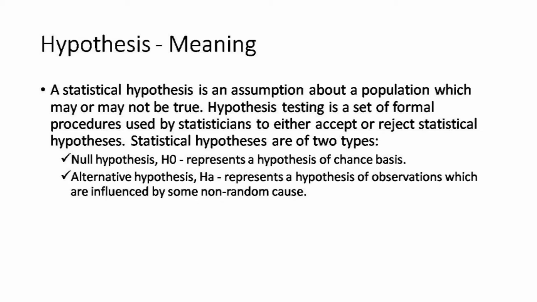As we did in lesson 7, statistical hypotheses are of two types: null hypothesis, which is represented by H naught, that represents a hypothesis of chance basis. And then we have alternative hypothesis, which is represented by H1 or HA, and it represents a hypothesis of observations which are influenced by some non random cause. So, basically, the null hypothesis is the hypothesis to be tested.